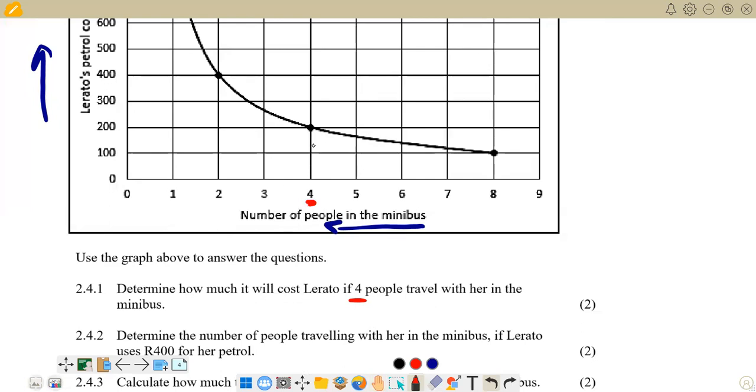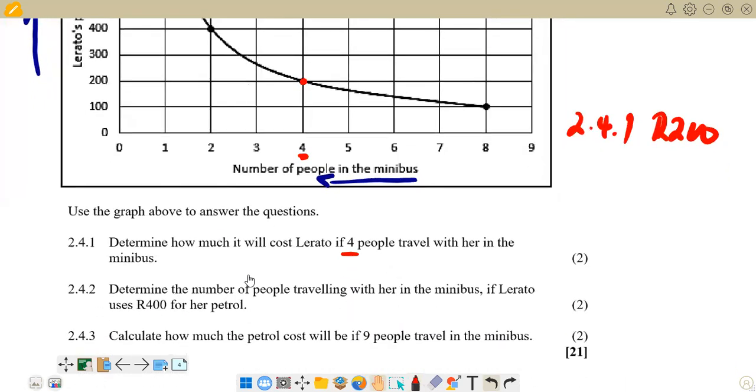So we go up straight from 4, and where it touches the curve, we end there at this dot. Then from there we move to the vertical axis to see what figure we have. We have got 200. So it means if you have 4 people, we have an amount of 200 there. So for 2.4.1, we are seeing that we have 200 rands. We can just indicate our 200 rands for 2.4.1. Then we go to the next question, which is 2.4.2.